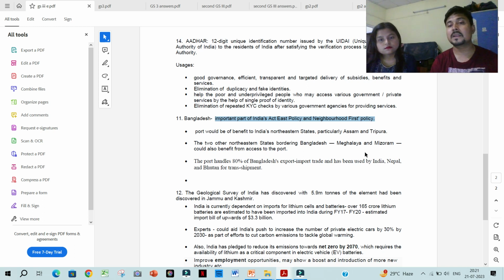Two other northeastern states bordering Bangladesh, Meghalaya and Mizoram, could also benefit from the access to the port, because the port handles 80% of Bangladesh's export-import trade and has been used by India.